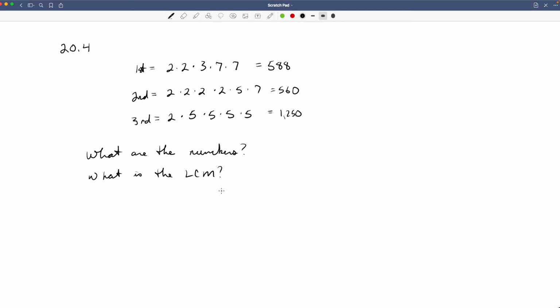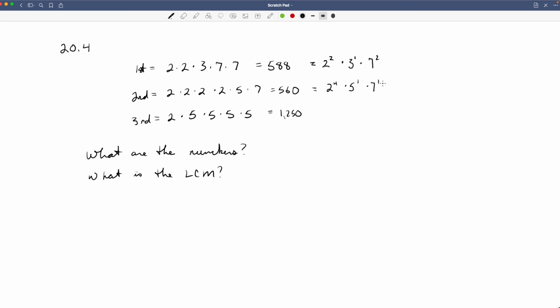The answer to the second question, what is the LCM? Let's evaluate it. So we have 2 squared times 3 times 7 squared. All right, and 3 is to the 1. I have 1, 2, 3, 4 twos. So 2 to the 4th power times 5 to the 1 times 7 to the 1.